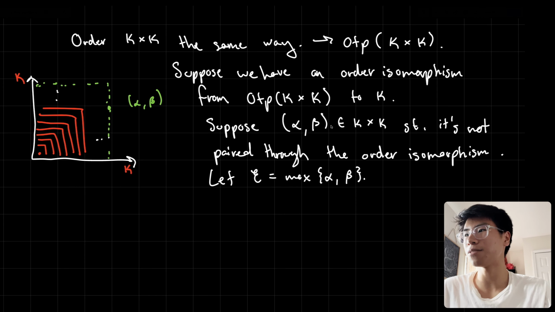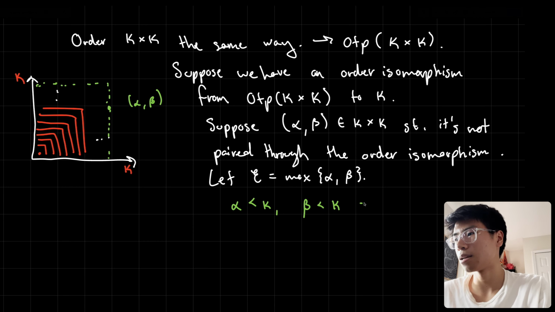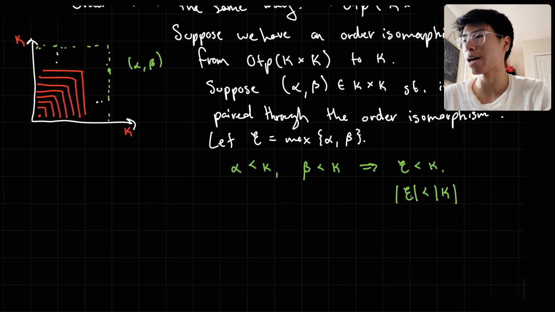Recognize that because alpha and beta are elements of kappa crossed with kappa, alpha is less than kappa and beta is less than kappa, which implies that epsilon is less than kappa as well. Therefore, the cardinality of epsilon must be less than the cardinality of kappa.